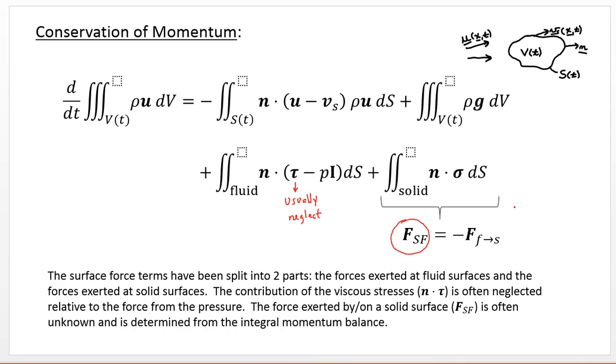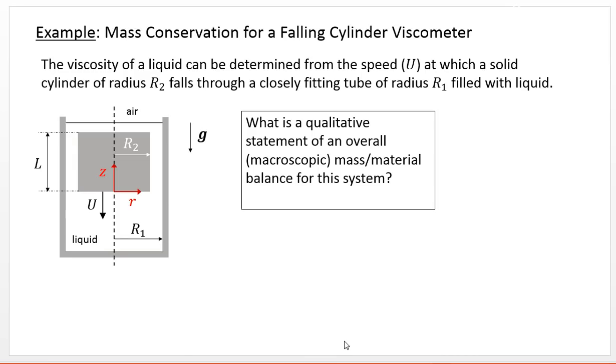So, with the integral conservation equations for mass and momentum now derived, we can move on to an example of how to apply the integral mass balance for a semi-complicated system. The example we look at is mass conservation for what's known as a falling cylinder viscometer. This is the schematic diagram shown here, and as we say in the problem statement, the viscosity of a liquid can be determined from the speed u at which a solid cylinder of radius r2 falls through a closely fitting tube of radius r1 filled with liquid.